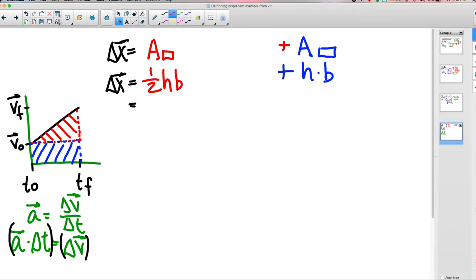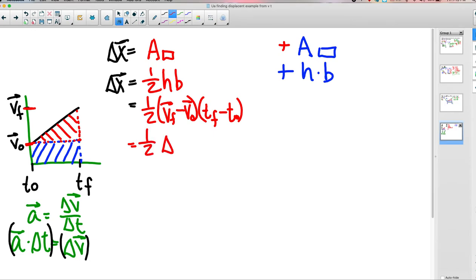So, for this triangle, we say one half the height times the base. Well, how would you calculate the height of the triangle? Well, really, the height of the triangle is this and this, right? It's the final velocity minus the initial velocity. So we go velocity final minus the velocity at time 0, or you could say initial velocity at that time, times time final minus time 0, or time initial. To simplify that, we could say it's one half the change in velocity times the change in time.